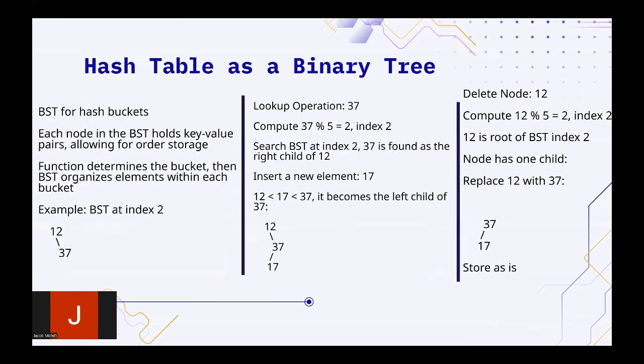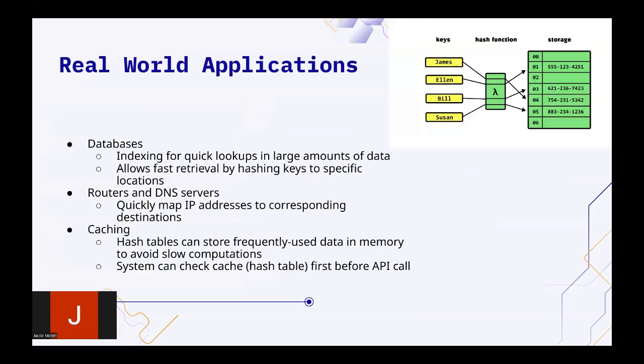Another way to visualize this is a binary search tree. Each node in the binary search tree holds key value pairs, allowing for ordered storage. We could look up 37, that goes to index 2. It can be found as the right child of 12 there. We can insert new elements there, and since 17 is in the middle of 12 and 37, it'll become the left child of 37. As well as this, we could delete nodes. Delete node 12 there. We can replace 12 with 37 and then store that as is with 17 as the left child still.